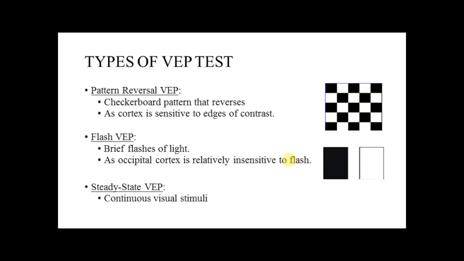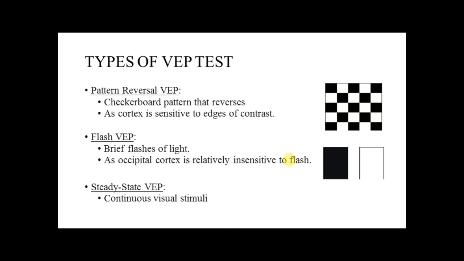Here there are types of VEP tests that are performed. The first is pattern reversal VEP, which includes a checkerboard pattern. The pattern will switch: sometimes black goes white, white goes black. This is the pattern reversal type. Why is the checkerboard pattern being used? Because our cortex is sensitive to edges and contrast, and we have a black and white contrast right here.